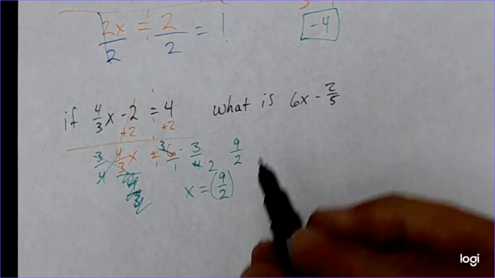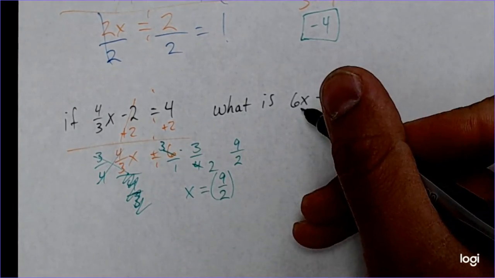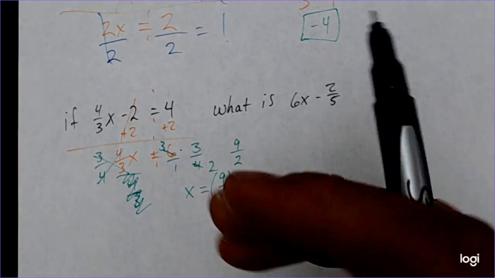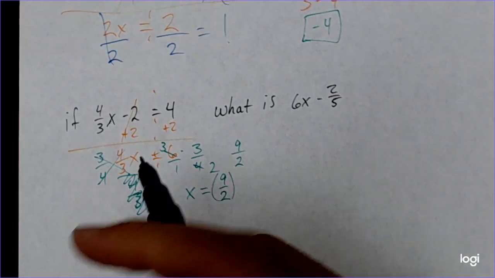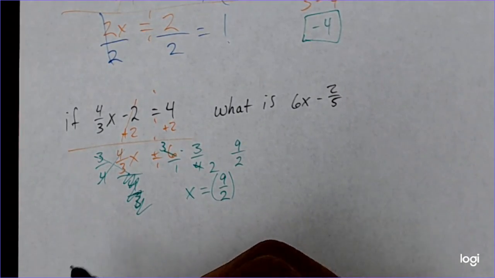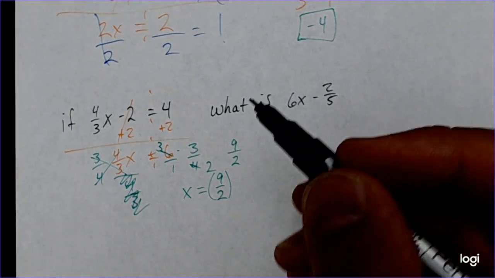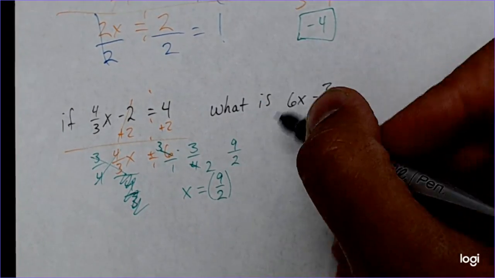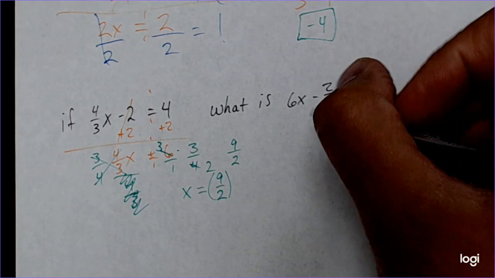Now I have to take this value and plug it in up here. So again, none of the steps are changing, but we have to remember our rules for fractions because that can be a little difficult. Remember, dividing by fractions is the same as multiplying by the reciprocal, or the invert and multiply step. Great. So let's take 9/2, we'll plug it into here.